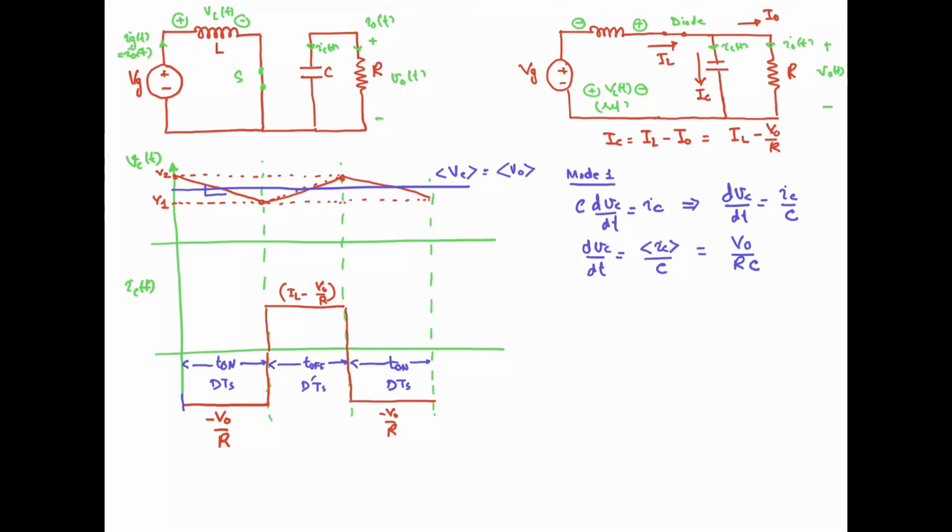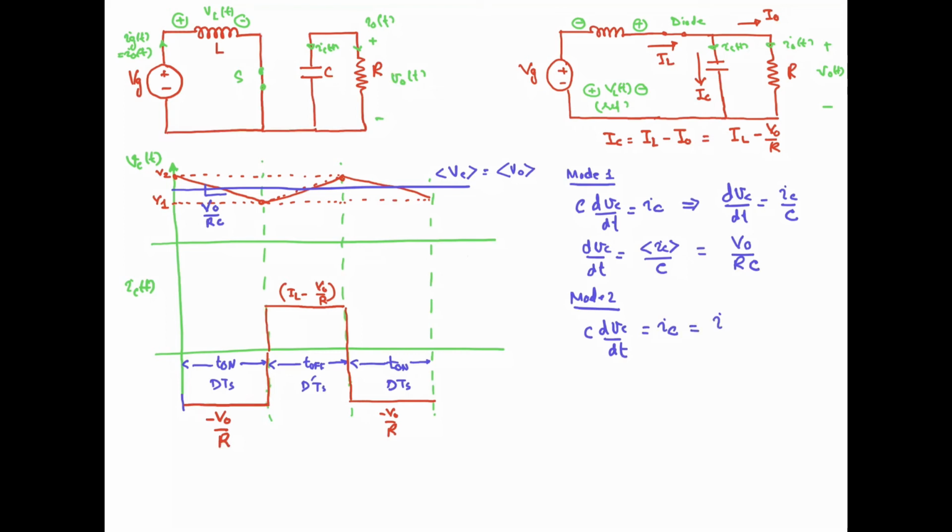So we should write it like that, that this is equal to V naught by RC. Now let's work out the slope of the voltage in the second mode of operation. So mode 2, in this case I can say that dVc by dt, capacitor voltage, that is the derivative of the capacitor voltage into the C, that will be equal to the capacitor current IC, right?